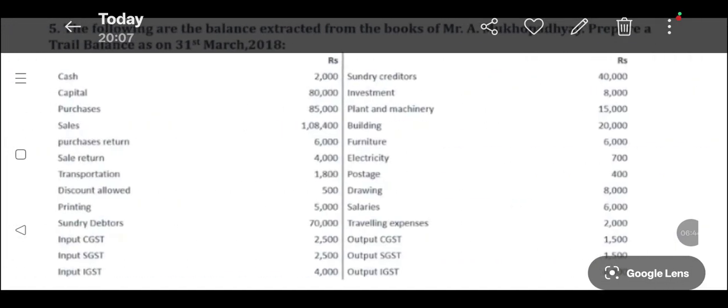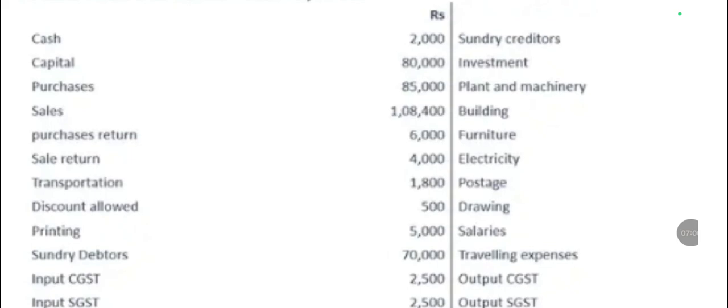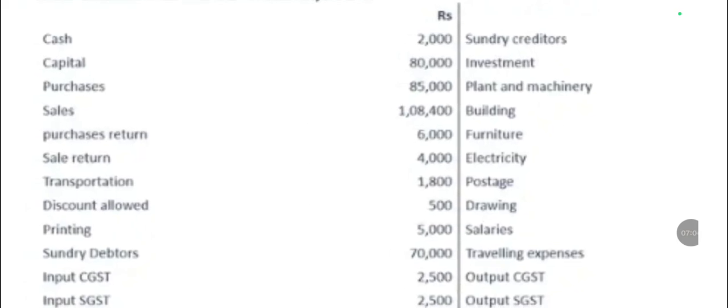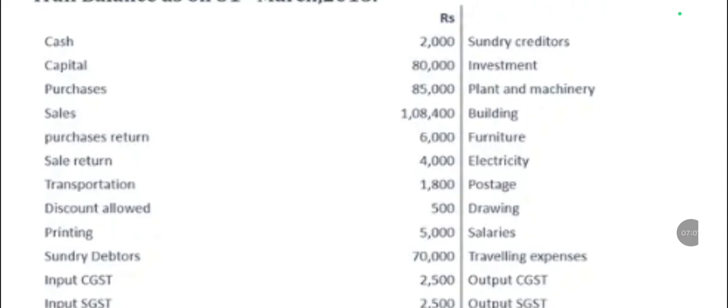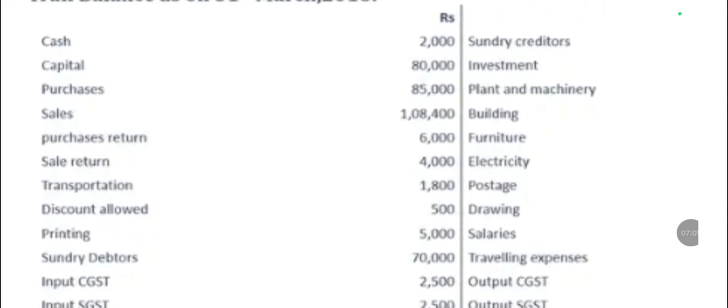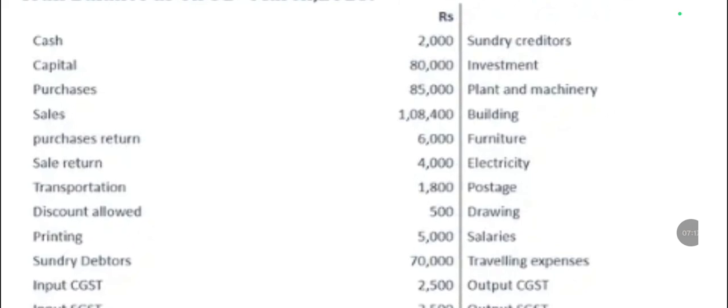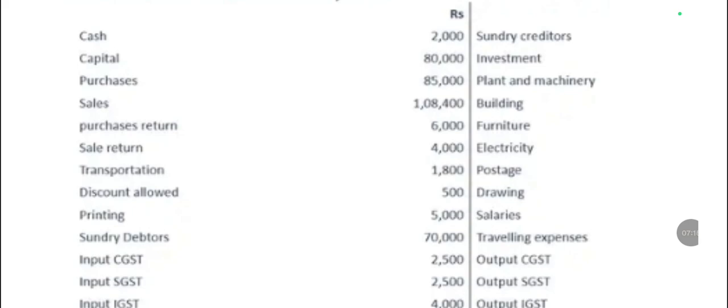Now the next question, again we have to prepare trial balance. So let us discuss which is of debit and credit nature. Cash account, asset, debit. Capital account, liability or capital, credit. Purchases account, expense, debit. Sales account, income, credit. Purchase return, benefit or gain, credit. Sales return, loss, debit. Transportation charges, debit, expense. Discount allowed, loss, debit. Printing charges, expense, debit.